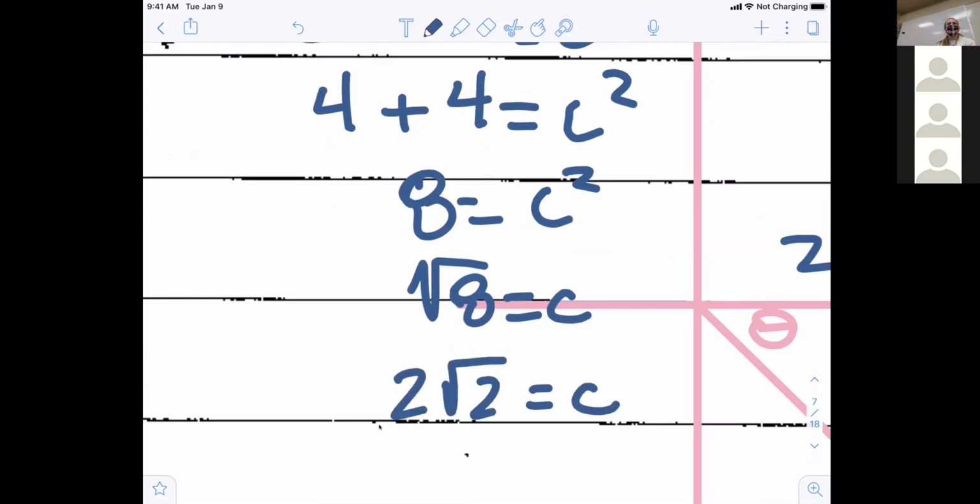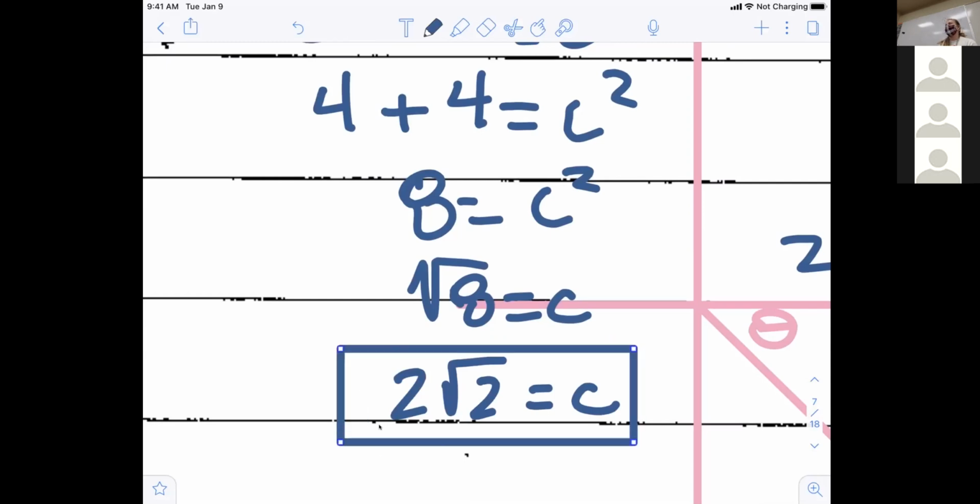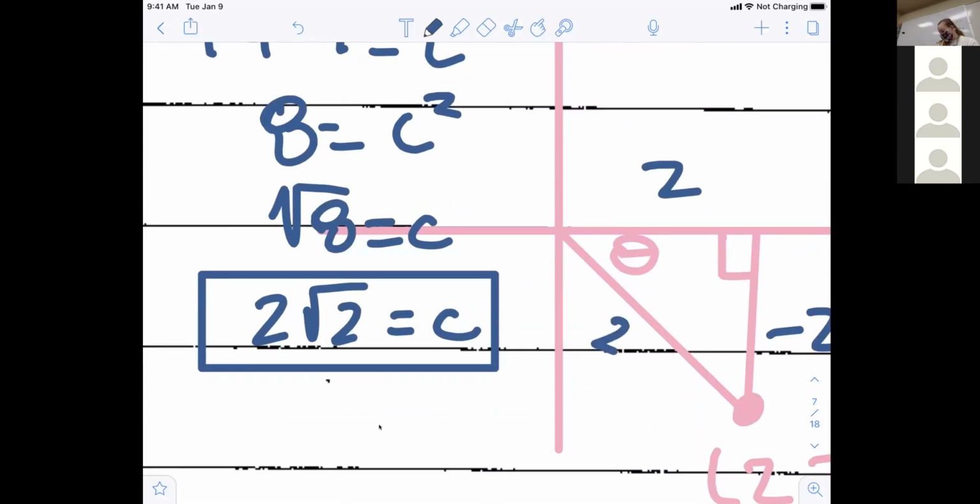Do we remember how to do that, or do I need to review real quick? Did we do that yesterday? Or we're good? Okay. 2√2. If you're lost on that, come see me outside of class so I can help you with that. Remember, the hypotenuse is always positive, so I'm going to label that 2√2.